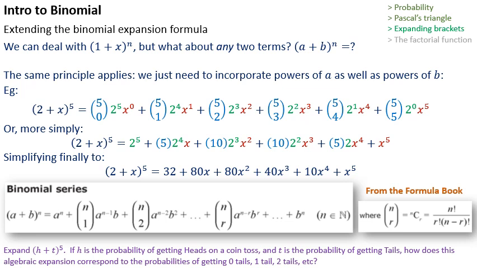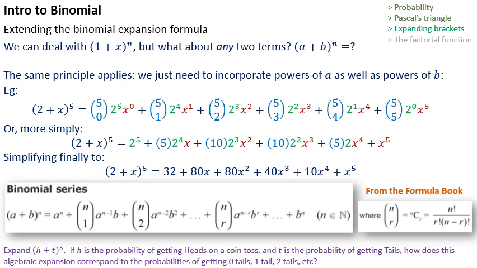Nice thing to think about here. If you expand h add t to the power of 5 using this formula, then we can directly compare the algebraic expansion that we're looking at here with the probability situation we were talking about earlier. If we represent the probability of getting heads on a coin toss with H and the probability of getting tails with T, well, one thing we know for sure is that H plus T must be 1.